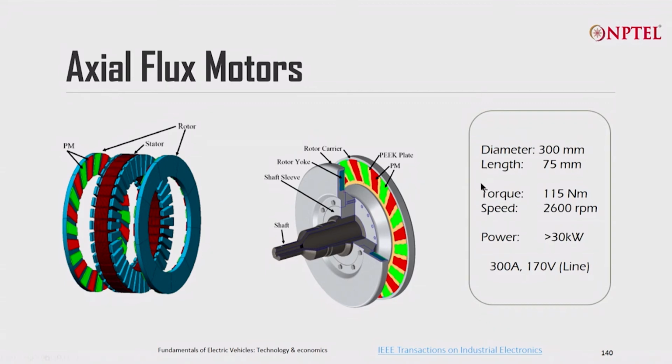You can see that it is about 1 foot in diameter, but its axial length is only 3 inches, and I can get a very high torque of 115 Newton meter and go to a good speed of 2600 RPM, and I get 30 kilowatt, very high. So the power density and torque density can be very high with this kind of architecture.